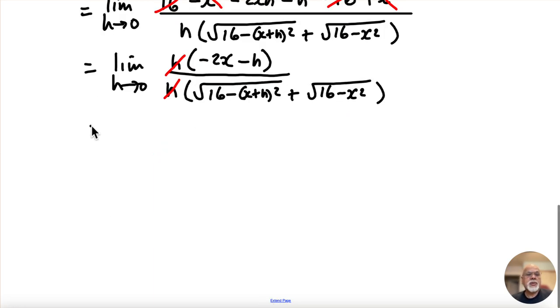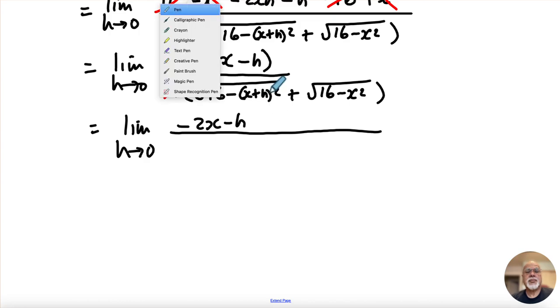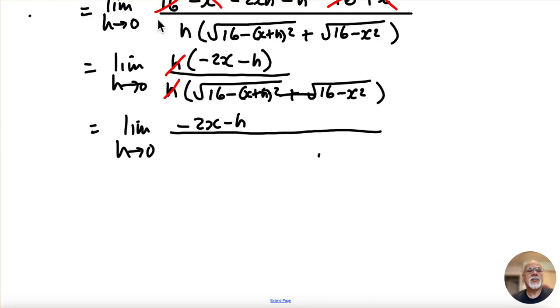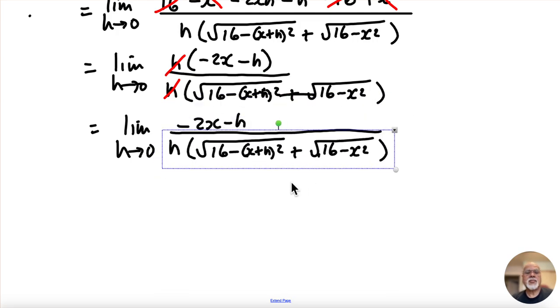And so we end up with the limit as h goes to 0 of negative 2x minus h all over, I'm glad this program has a cloning tool. Now what's going on? So we clone this whole thing. And now we're ready to take the limit. So as soon as you get it to this point, that h is not there anymore. Let's erase this. The h is cancelled there.